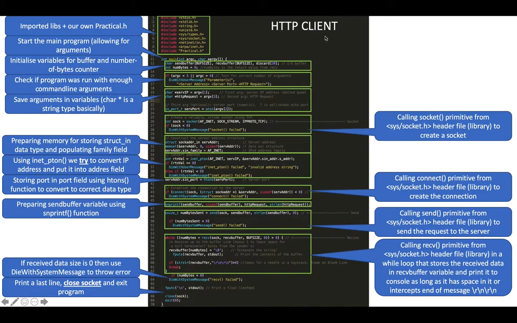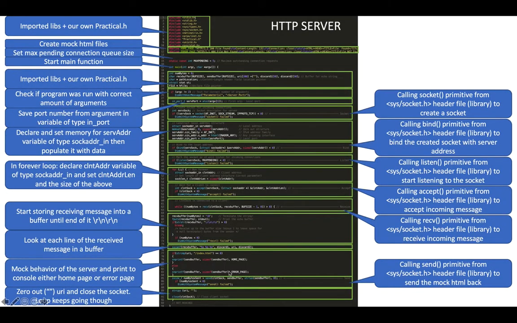The difference between client and server is that the client closes the socket at the very end, before exiting the program. The server closes inside of the forever loop. Because it's a server, it's in the forever loop, so it just loops and loops forever. That's how we can access every website at any time, because it just keeps looping and waiting for your request. So it doesn't close the socket before exiting the program.